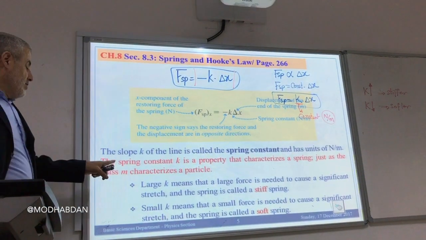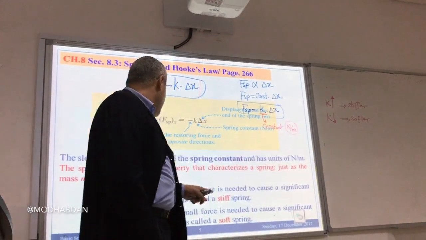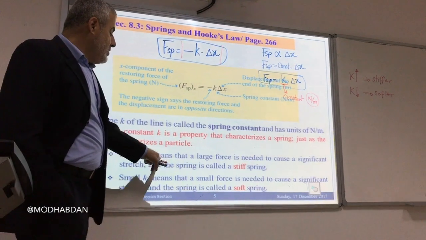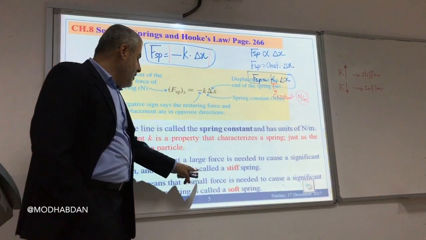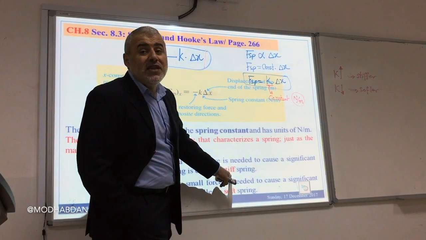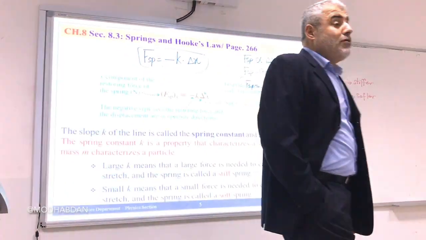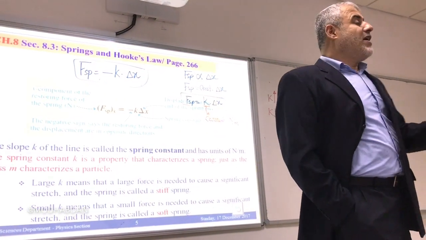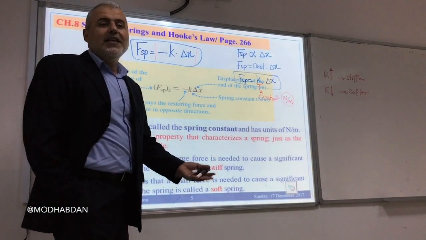I want to say something also. The spring constant k is a property that characterizes a spring, just as the mass characterizes a particle. Large k means that large forces are needed to cause a significant stretch, and the spring is called a stiff spring. By the way, k is not used only for springs, Yeshiva. You can use it for any elastic material. That's why I prefer to call it a stiffness constant, not a spring constant.